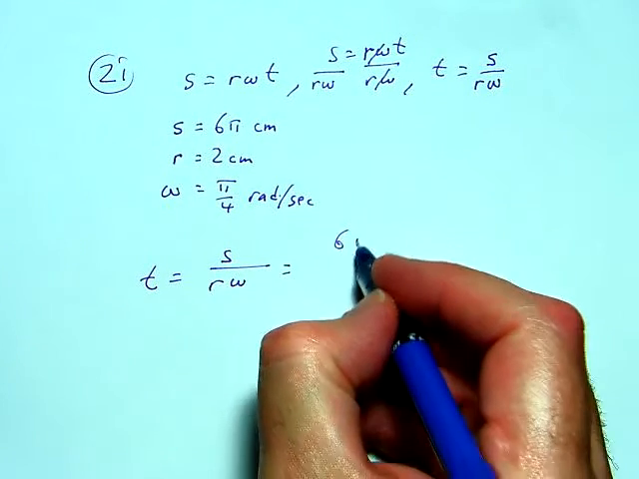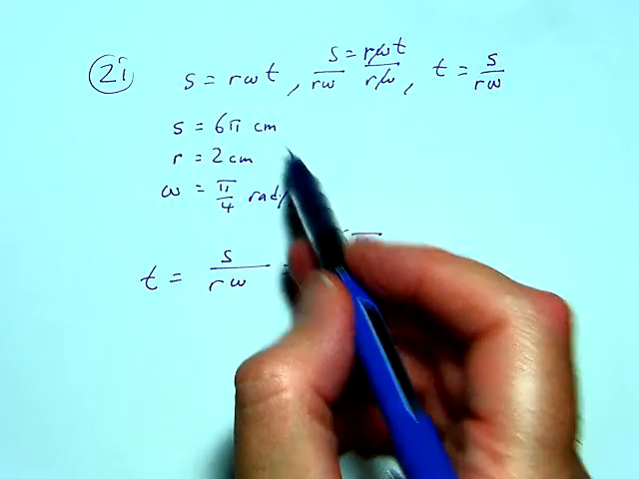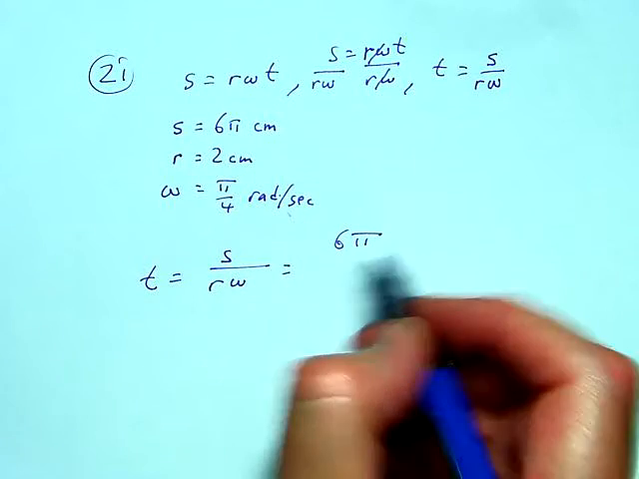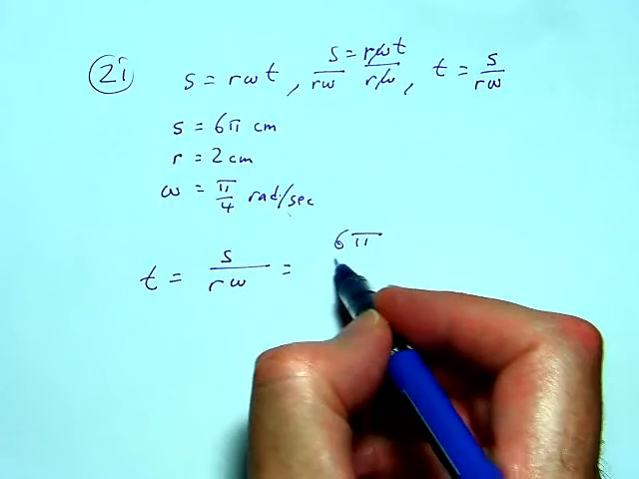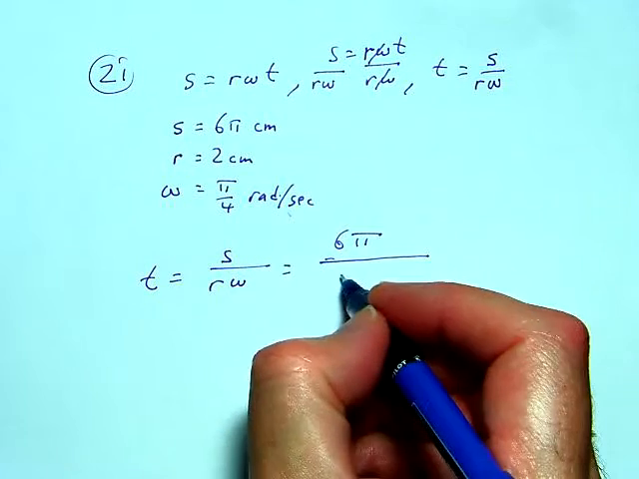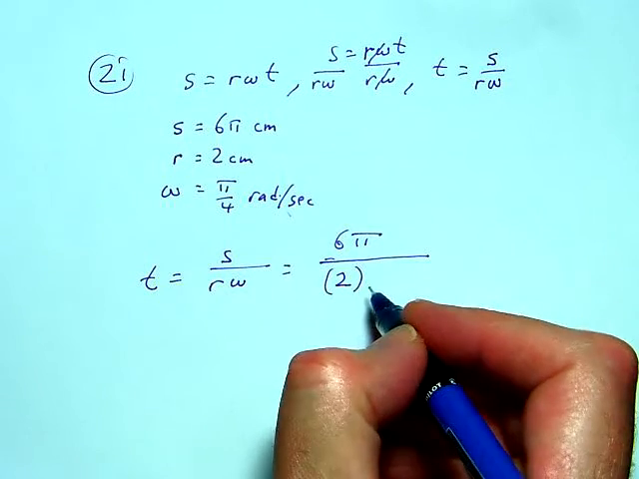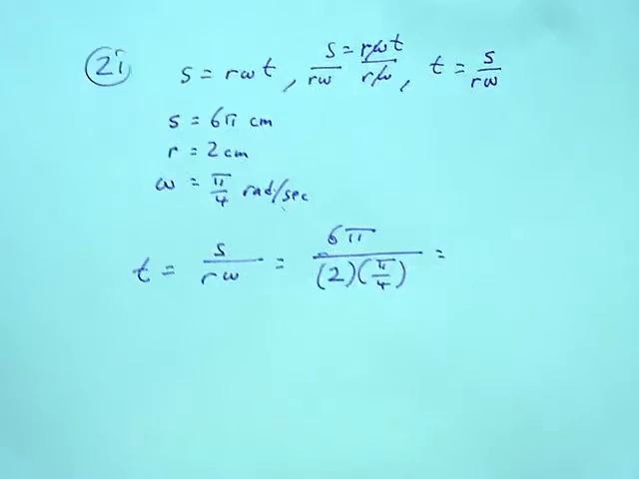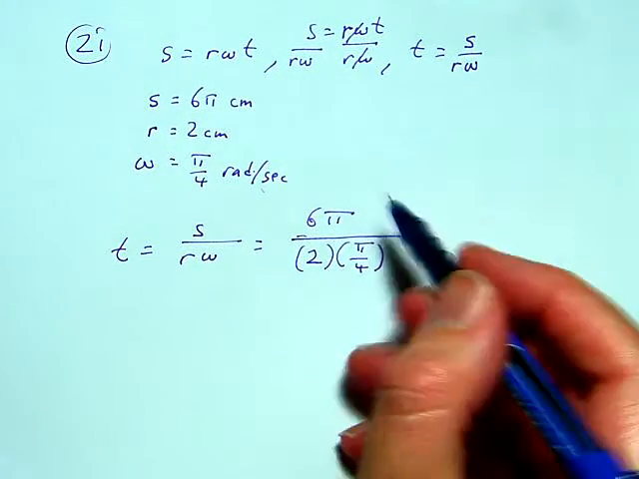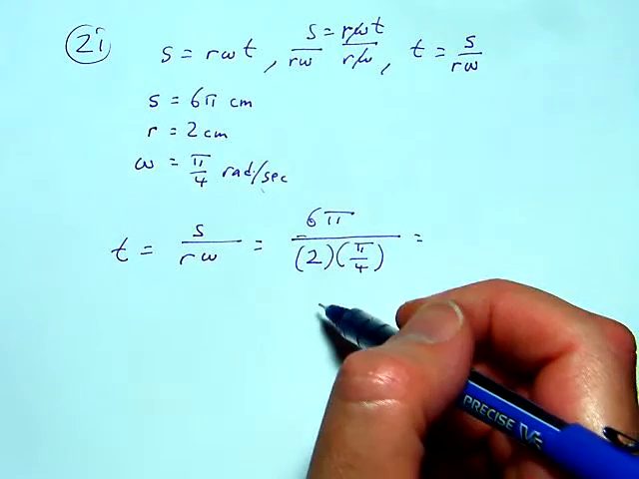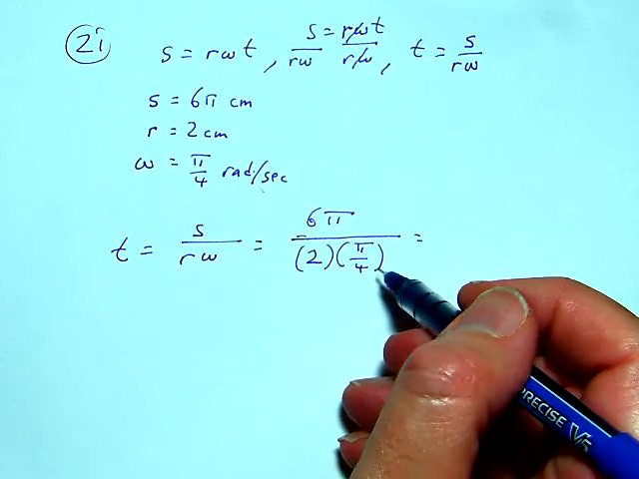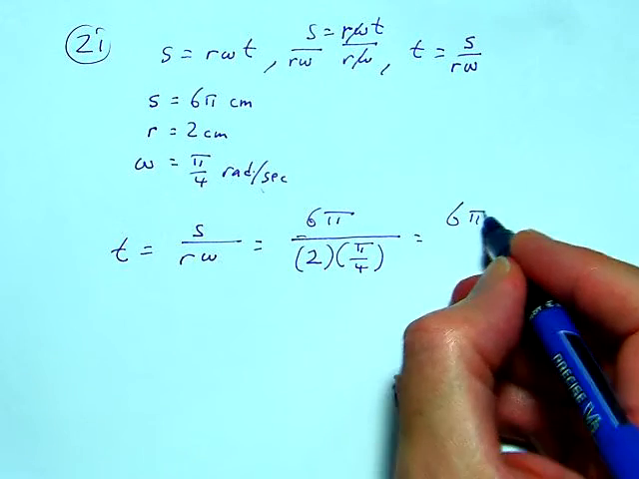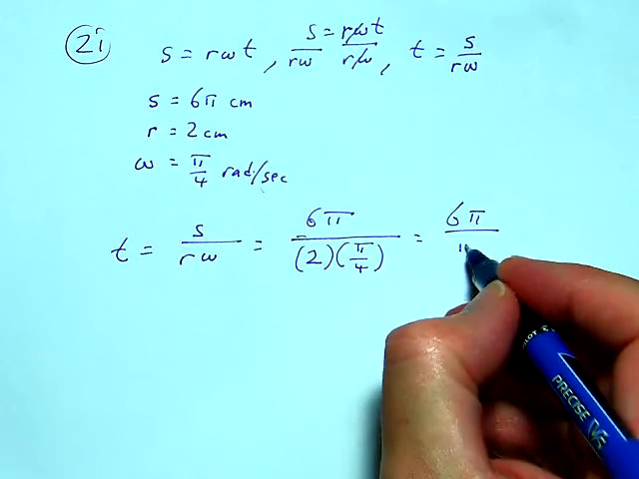S is 6 pi centimeters. Well, we know the units is going to be seconds, so let's just simplify things and leave the units out, because that's the only time unit we've got. So we've got S, 6 pi, divided by R, which is 2 centimeters, times omega, which is pi over 4. So this is the complex fraction we have to simplify. Let's work on the numerator 6 pi, the denominator is 2 times pi over 4. So let's go ahead and simplify that denominator. That would be pi over 2.